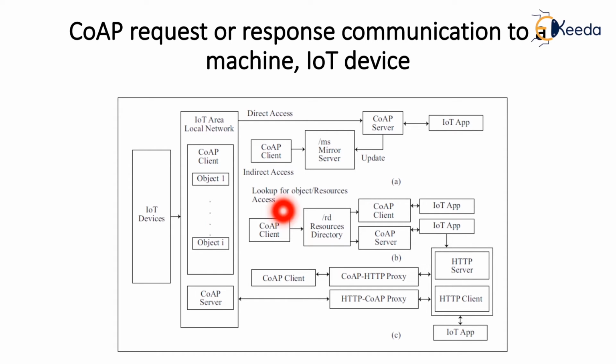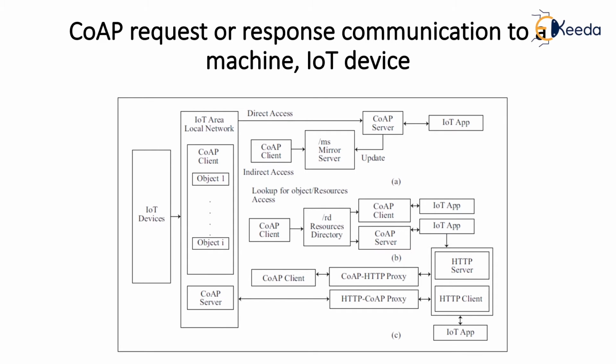The CoAP client uses the resource directory. It also has resource directory and resource discovery options. The CoAP client and CoAP server also interact with the IoT application. Here the CoAP client also accesses the CoAP server and HTTP server through CoAP-HTTP proxies. So this is another type of communication. It shows the direct and indirect access of CoAP clients to a CoAP server.